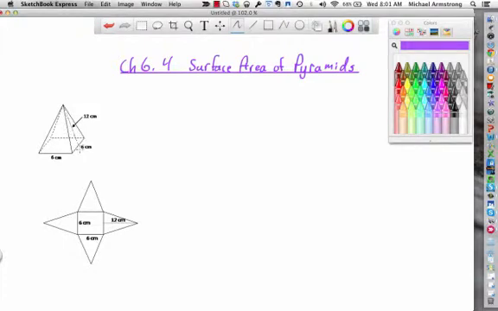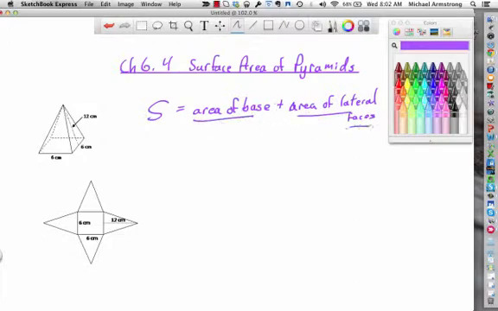Okay, so to find the surface area, again, we're just adding them all up. The first thing we have to do is, the surface area equals the area of the base plus the area of the lateral faces. Okay, so we got the area of the base plus the area of the lateral faces.